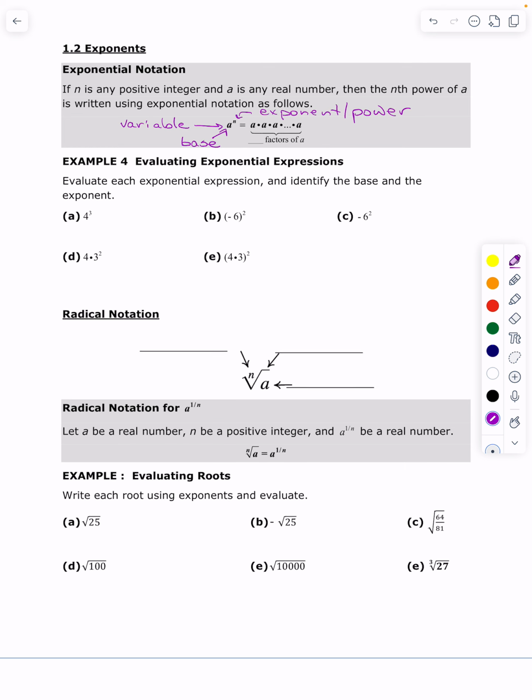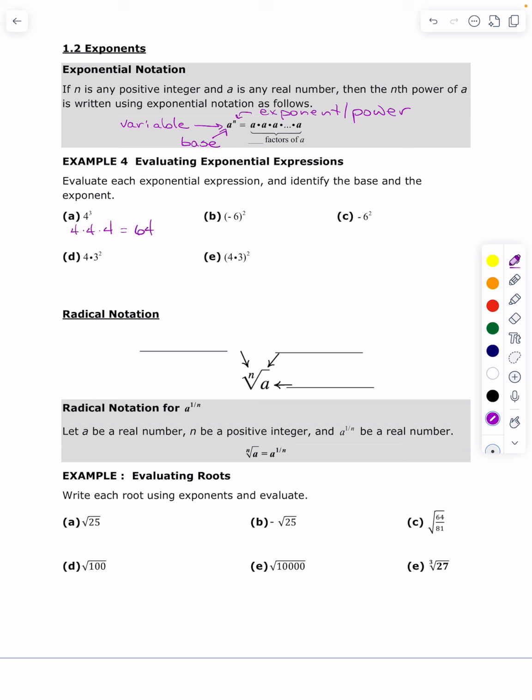So for A, I've got 4 times 4 times 4. The base is 4, that's the number I'm multiplying. The exponent is 3, that's the counter on how many times that number is being multiplied. Because we want to simplify it, we always multiply that out. 4 times 4 times 4 is 64.